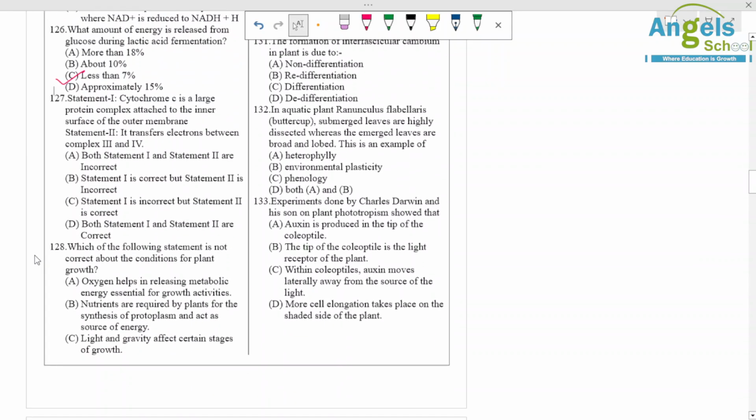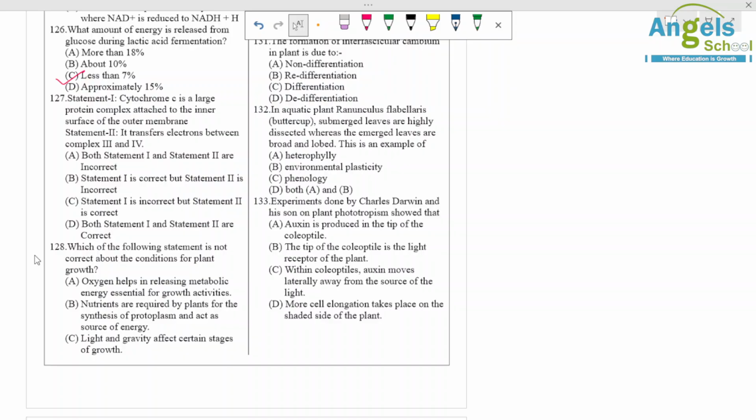Question number 127, again a statement-wise question. Statement 1: Cytochrome C is a large protein complex attached to the inner surface of the outer membrane. Statement 2: It transfers electrons between complex 3 and 4.